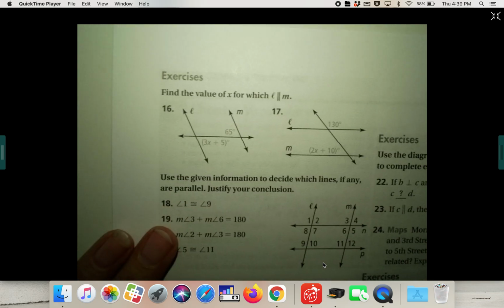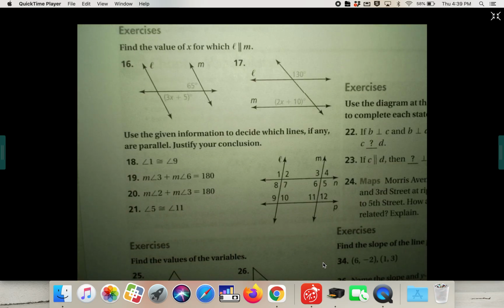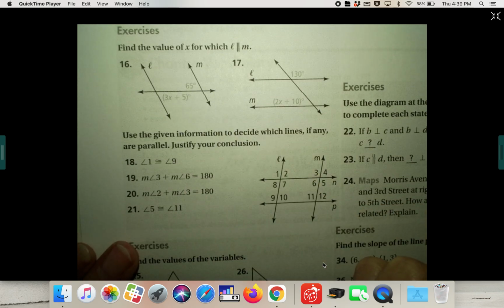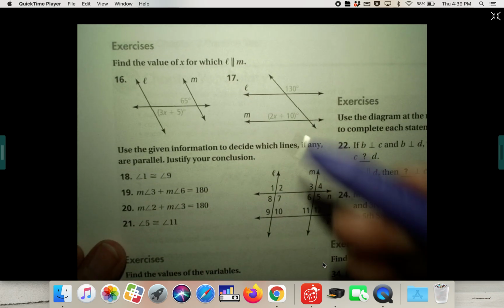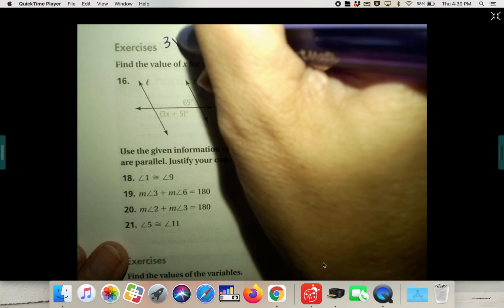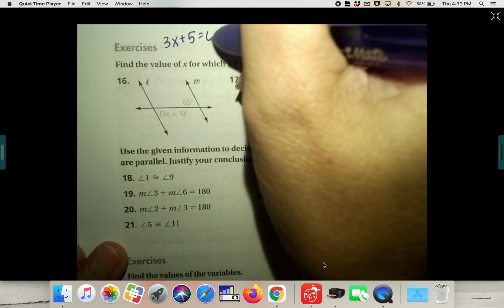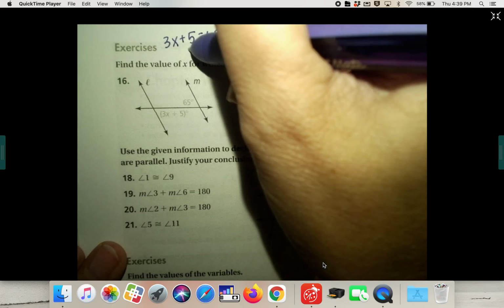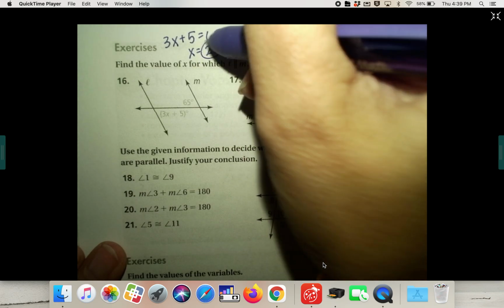The next page, let's see. It says find the values for x which makes L parallel to M. So basically these are equal to each other because they're alternate interior. So you just set these equal to each other. 3x plus 5 equals 65. I assume you solved all that and worked it all out, and I got that x equals 20.